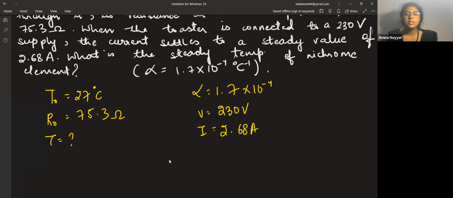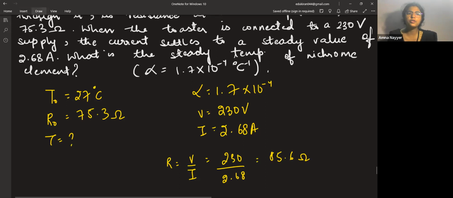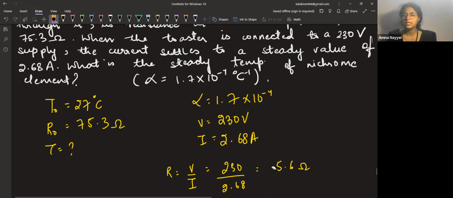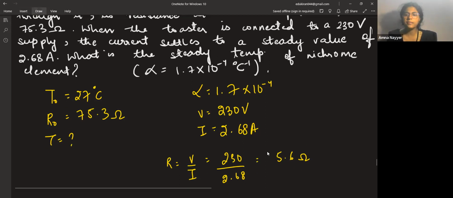2.68 amperes. So resistance can be calculated by R is equal to V by I. That becomes 230 divided by 2.68, which is equal to 85.6 ohms. This should be around 85.6. Someone please just cross check. This is around 85.6. So now you have the value of resistance.